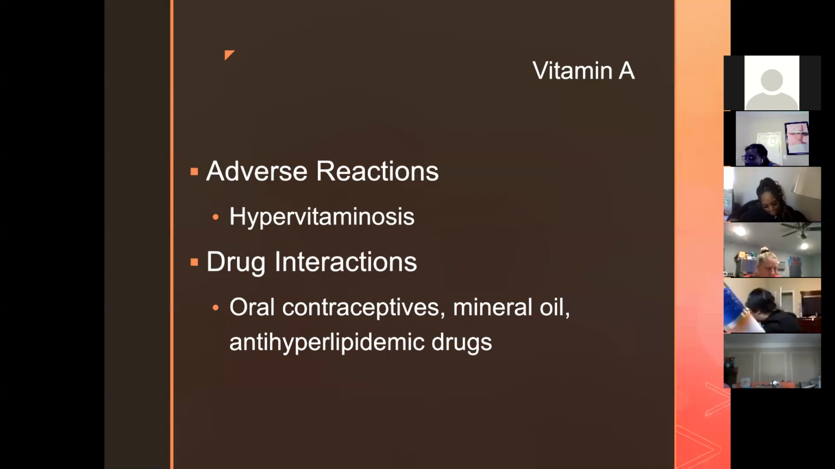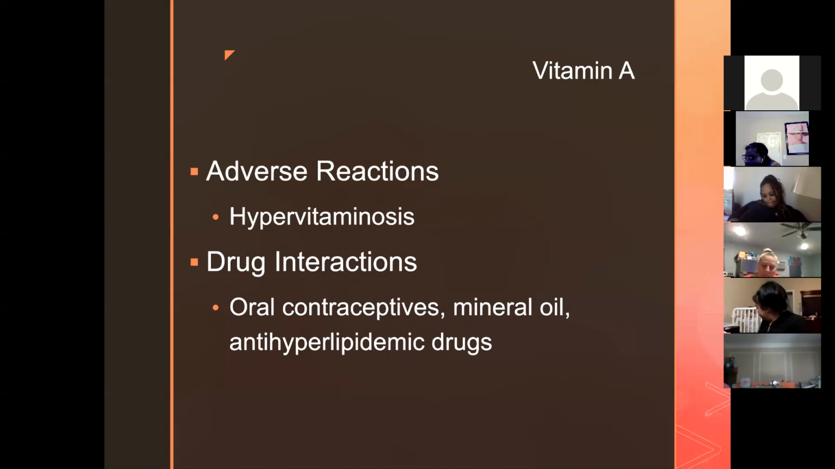If your patient is taking oral contraceptives, you want to be sure if they're taking vitamin A, because that could interact with the effectiveness of that medication. Okay. For either oral contraceptives or the anti-hyperlipidemic drugs. I don't know a whole lot of people that are still taking mineral oil at this point in time, so I'm not even going to mention it right now. But for the oral contraceptives and the anti-hyperlipidemics, it can interact with the effectiveness of that medication. So you want to make sure.